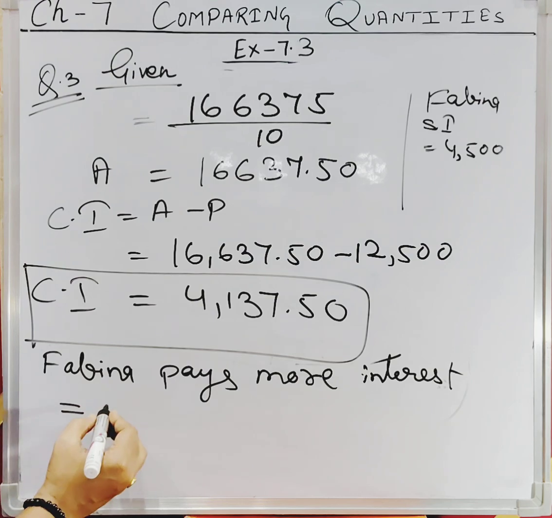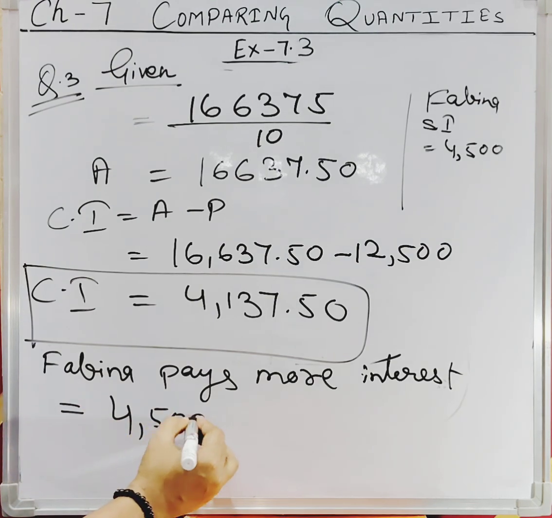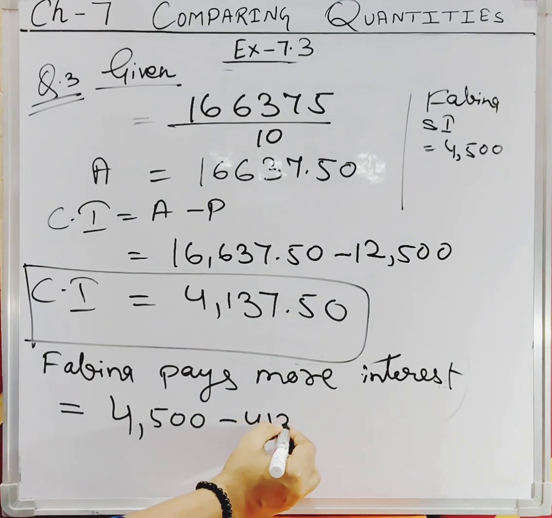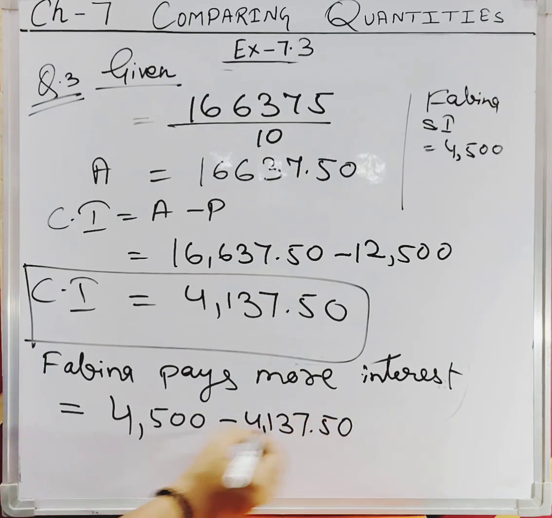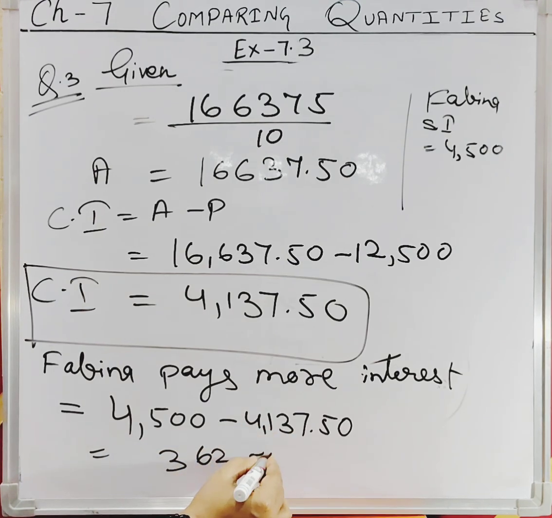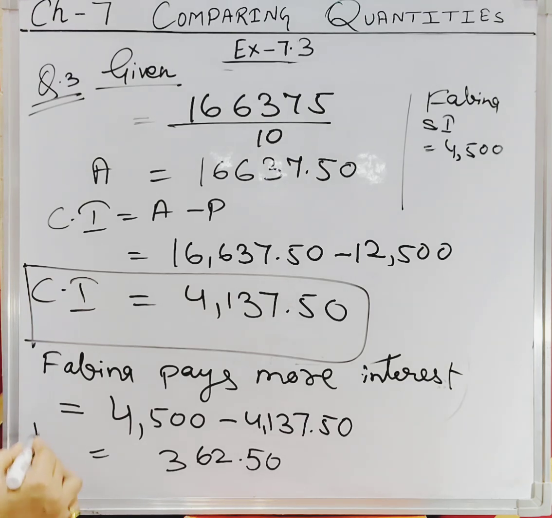For that you just need simple subtraction. 4,500 minus 4,137.50. How much will you be getting? You will be getting 362.50. Yes, 362 rupees and 50 paisa. That is how much more Fabina pays.